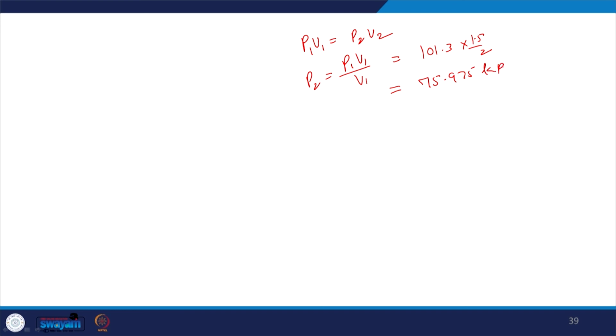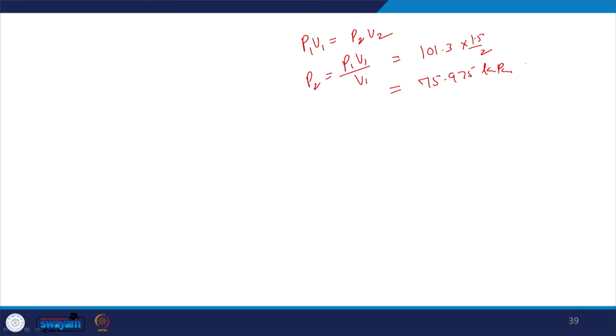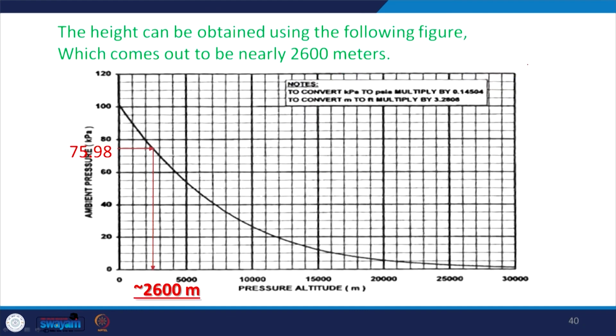75.975 kilopascal. And then we can seek the help of this particular plot to describe when this balloon will burst. So if we match this 75.975 to this plot, it comes out to be 2600 meters. So this is the point, 75.98 kilopascal, and if we match, then it comes out to be around 2600 meters.